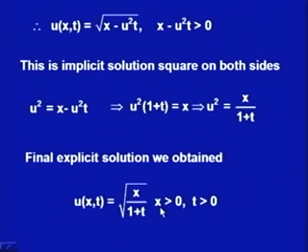So, for all x positive and for all t positive, the given partial differential equation has the solution square root of x upon 1 + t. This is an explicit solution because we are getting u in terms of x and t. Let us check whether it is satisfying our given differential equation. We can check that this is a solution.